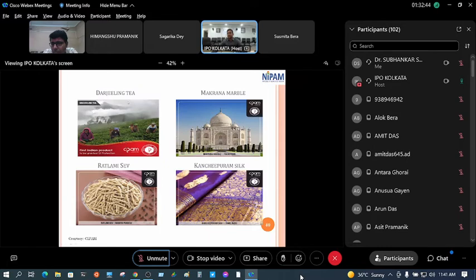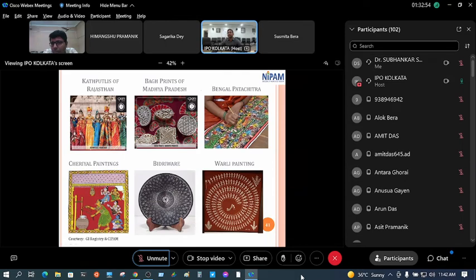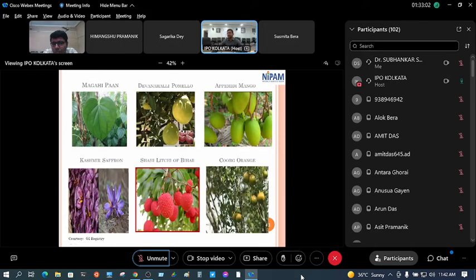I talked about Darjeeling tea. This is Makrana marbles, from which the Taj Mahal is made. This is Ratlami Sev, Kanchipuram silk, and apart from that, Patputlis of Rajasthan, Bagh prints, Bengal Patachitra, Valli paintings, Bidriware, Cheriyal paintings, and many others. These are some famous GI tags.